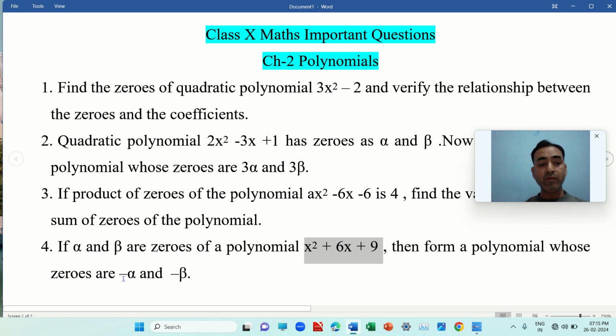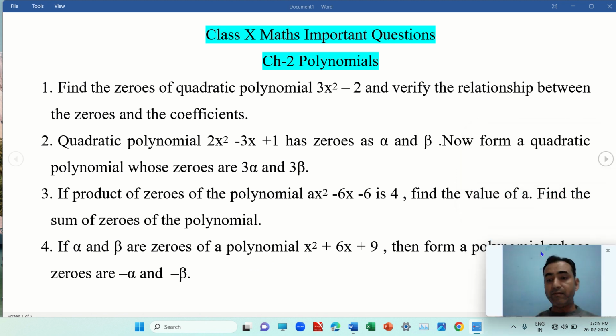Then we will find minus alpha and minus beta by just changing the sign of alpha and beta, and then we will find the new polynomial by using the formula p(x) equal to k bracket x square minus (alpha plus beta) in bracket into x plus alpha beta. When you put the value of alpha and beta here, you will get the new polynomial.